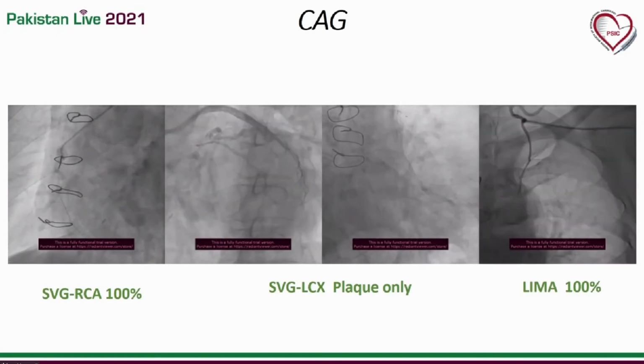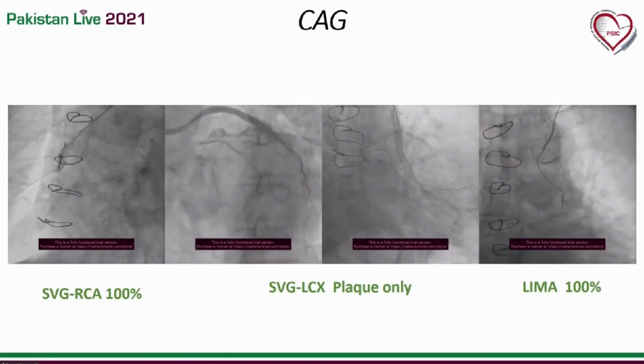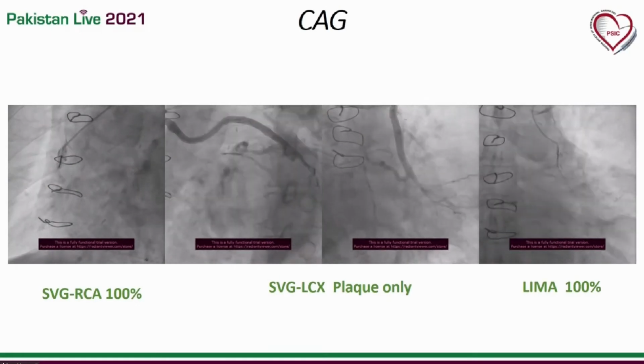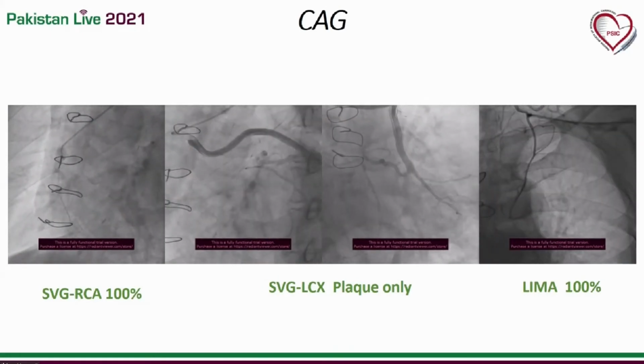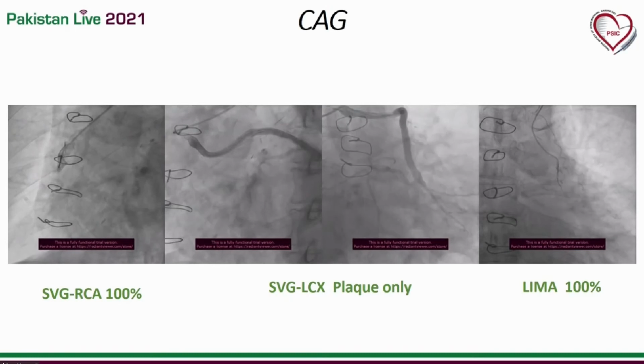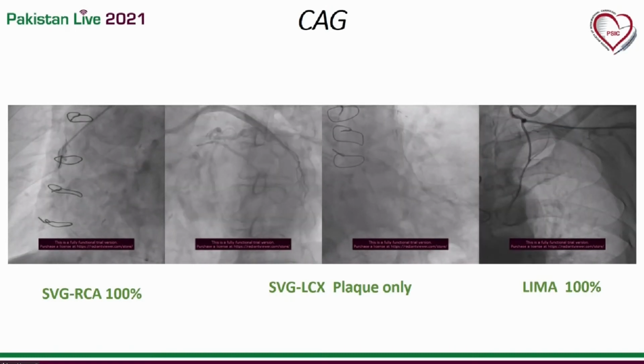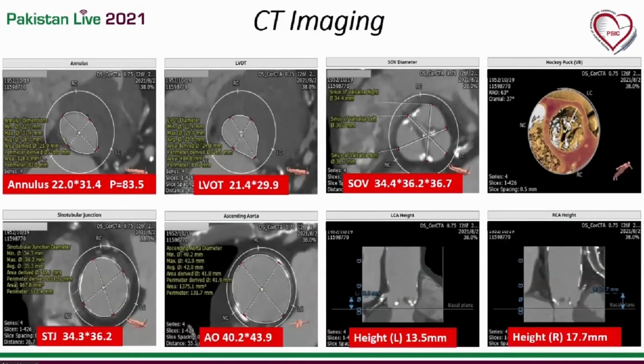For the bypass grafts, we can see the bypass for the right coronary artery and for the LAD are also occluded. The SVG for the marginal branch is patent.